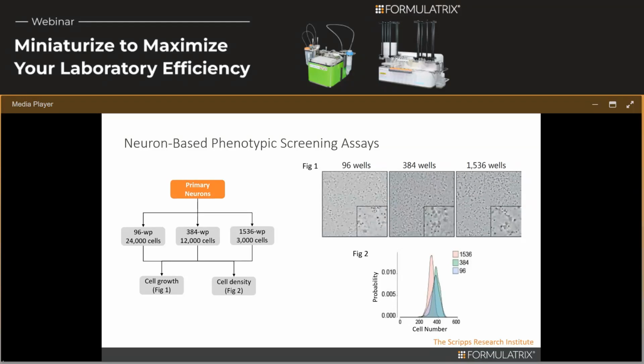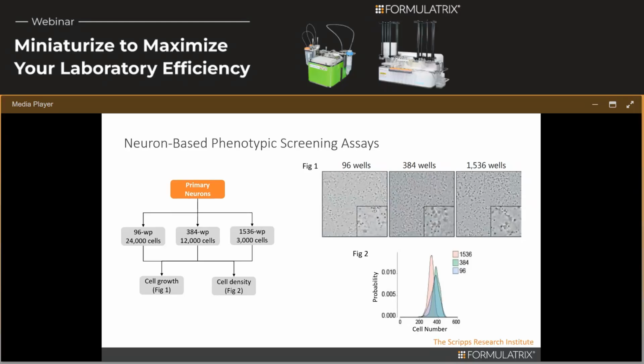After miniaturization, the cells were analyzed for growth and density. As shown here in figures, uniform cell growth and similar densities indicate comparable viability in all plate formats. Based on these results, we can infer that Mantis is gentle enough to dispense highly fragile and large neuron cells even for miniaturized experiments.